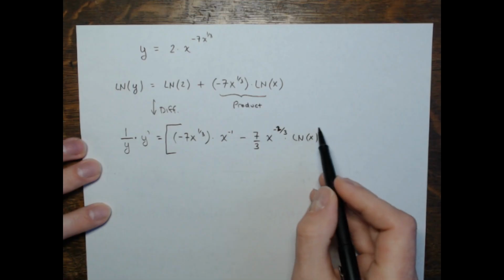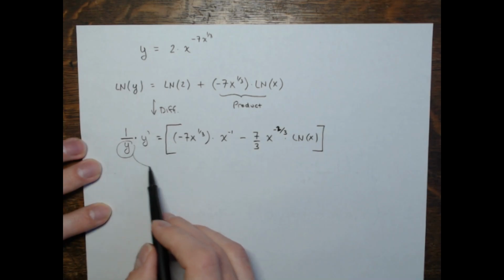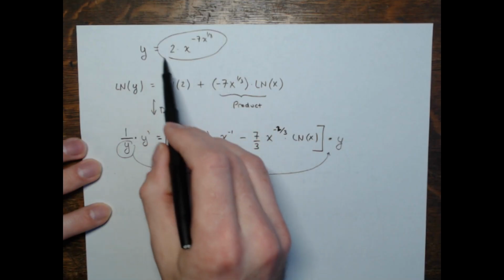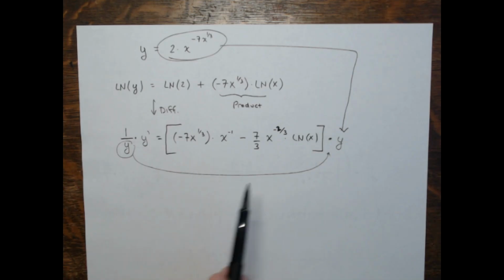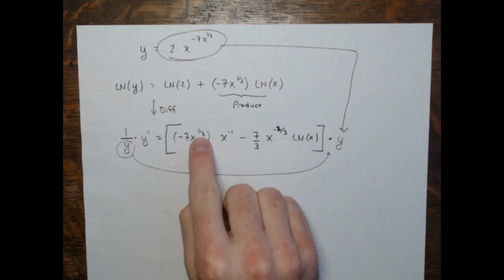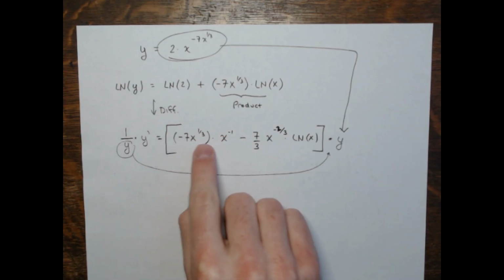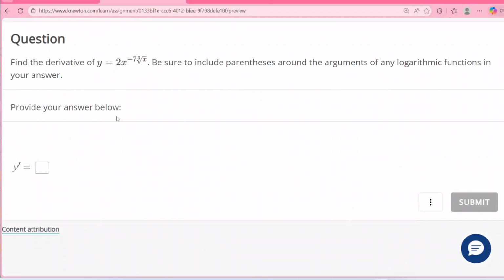And then I'm taking all this, putting it in brackets, and multiplying by y to get y prime alone. And y was this thing up here, so I'm just substituting that original expression in for y. And then x to the 1/3 times x to the -1 would be x to the -2/3. So I'm going to make this first term -7 times x to the -2/3 just to save on typing a little bit.